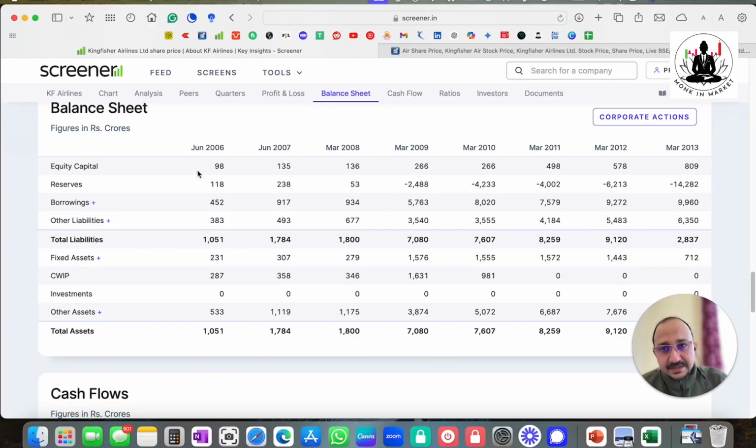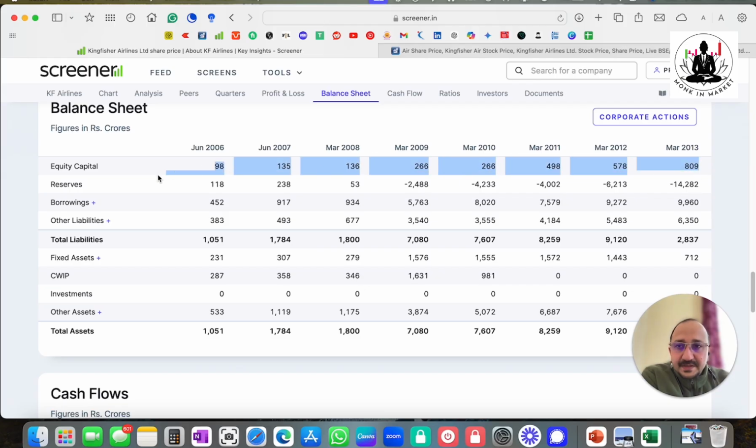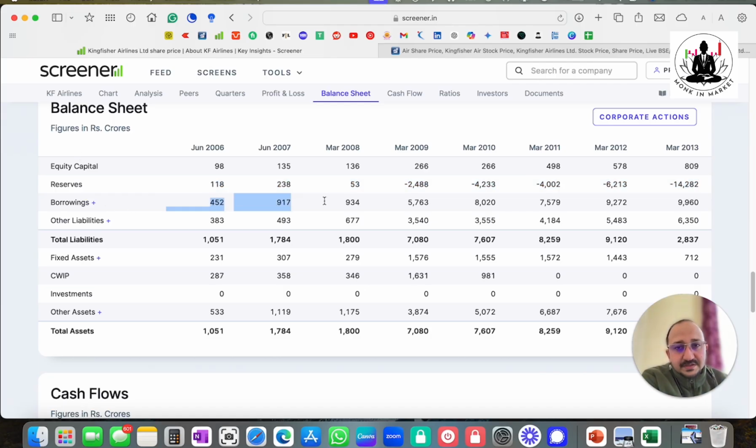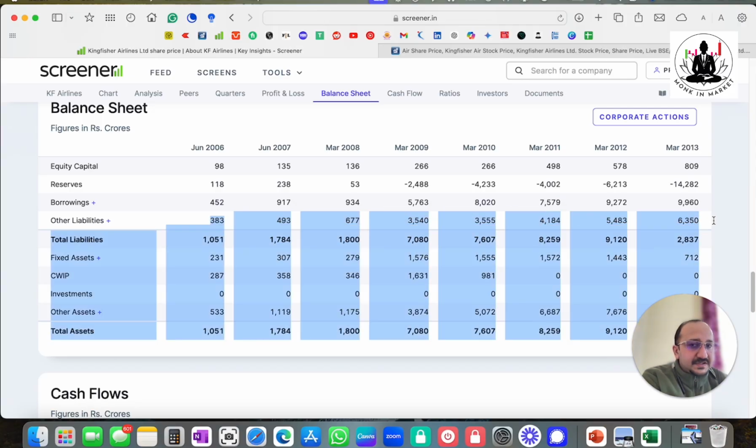Now, this is equity capital, right? These are reserves, right? We are starting with Kingfisher Airlines. It's a very negative company. I'm giving you an example of what balance sheets are not good balance sheets. So we are starting from not good towards good, right? These are the borrowings, the loans. These are the other liabilities, could be current liabilities as well, right?